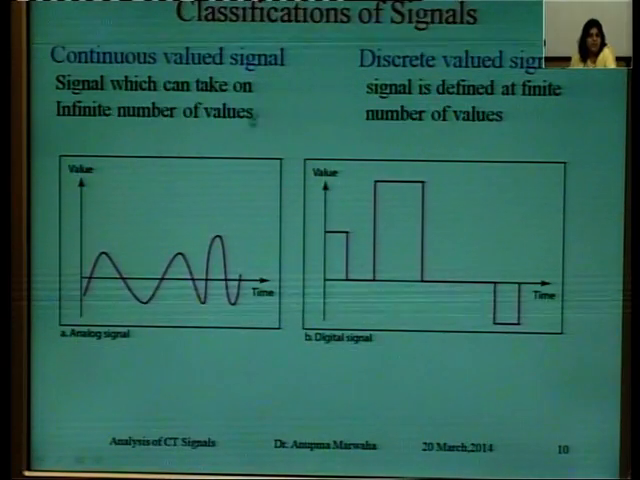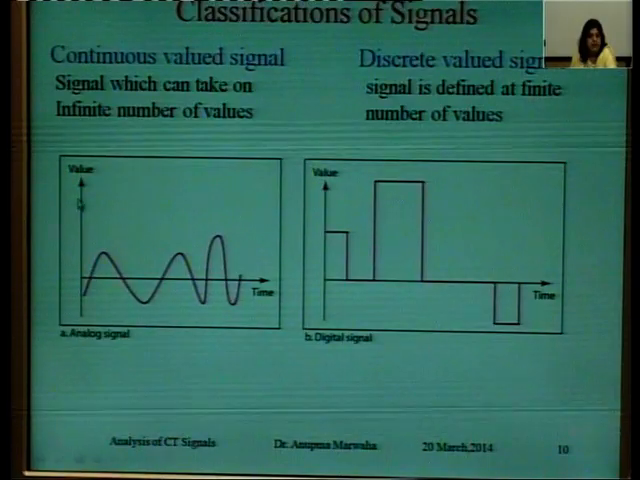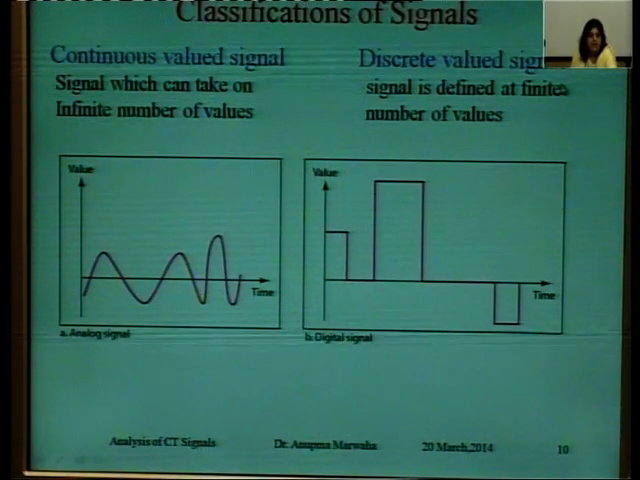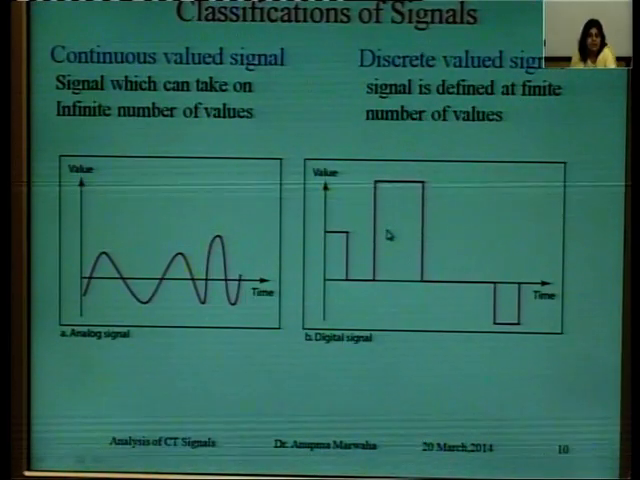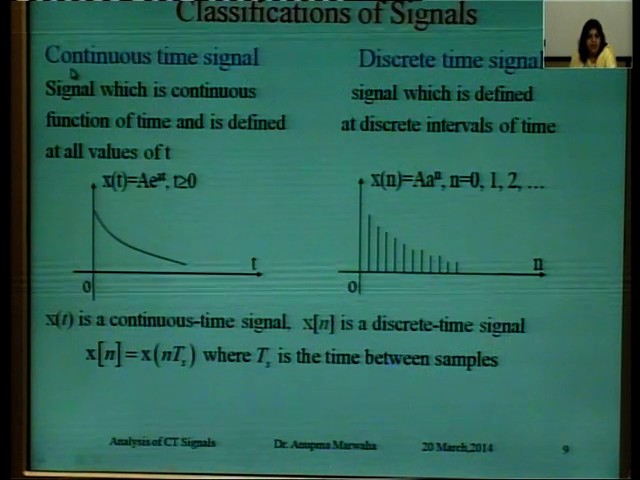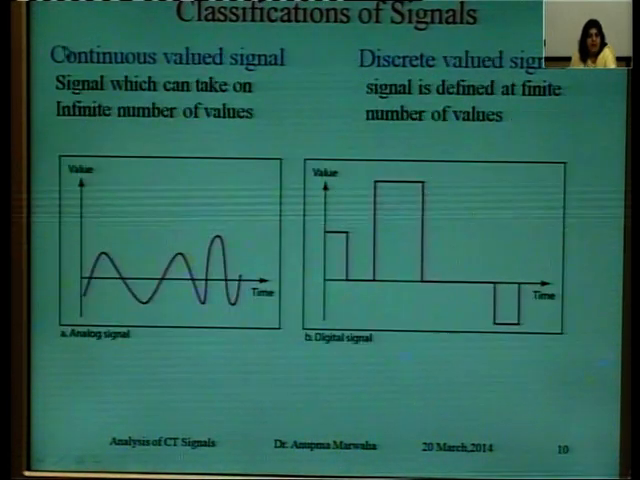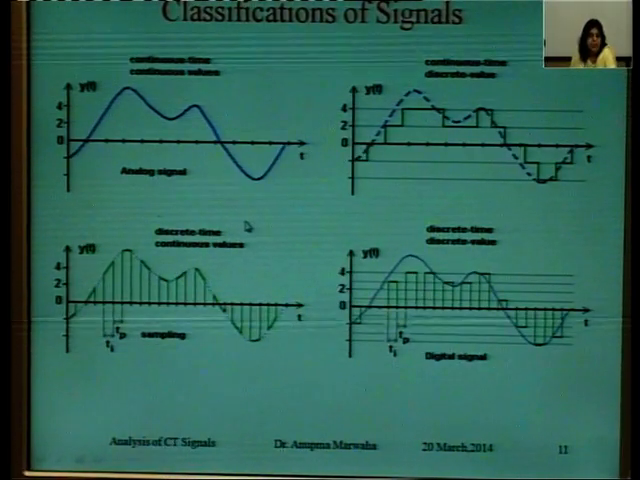Now, the next classification can be continuous valued signal and discrete valued signal. So, a continuous valued signal is that which can take on an infinite number of values on the y axis, and a discrete valued signal is that which is defined only at a finite number of values. Now, using these two categories, the continuous time and discrete time signal, and the continuous valued and discrete valued signal, we can have 4 different combinations.